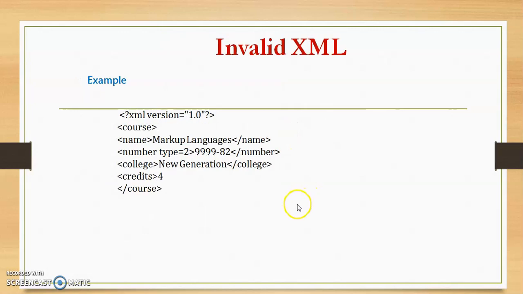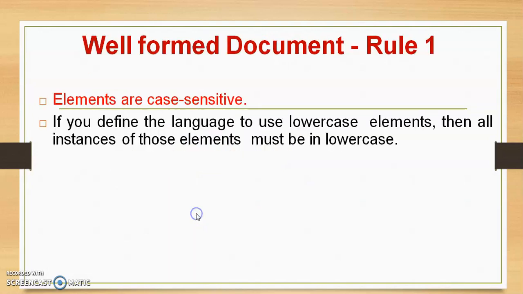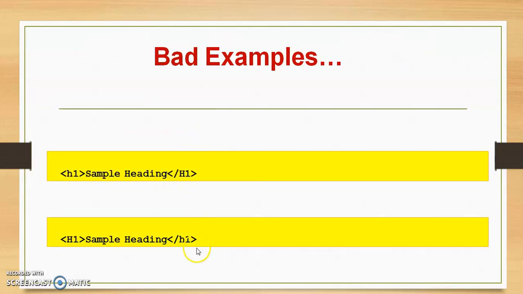Okay. Invalid XML, listen closely here. The credit tag has a starting tag credit, and there is no closing of the credit tag. So it's an invalid XML document. So the rules for well-formed XML documents are: first, it should be case sensitive. Second, these are some bad examples. See here, the H1 is lower case and the closing is capital H1. So it's not a valid or well-formed XML document.